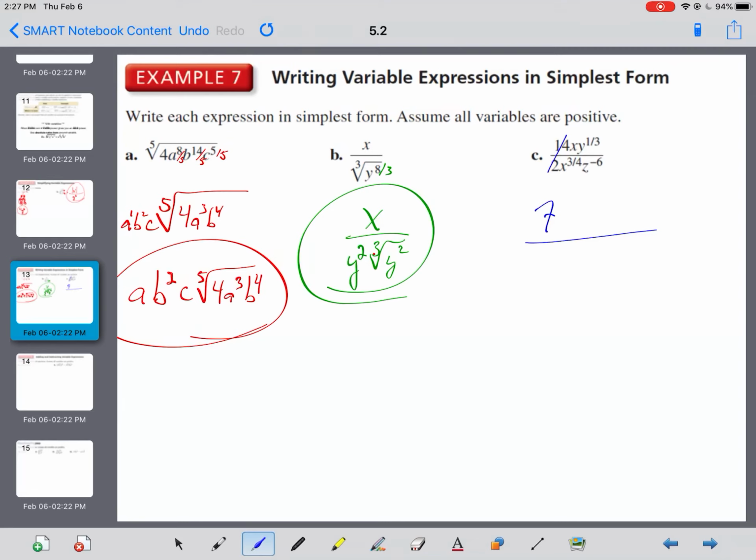X and 3/4 x, that's going to be x to the 1/4. And y to the 1/3 doesn't change because there's no y on the bottom. And z gets to move from bottom to top. And that's as simple as it gets. You could put them into radicals, but none of the radicals are the same, so that's all we need to do there.